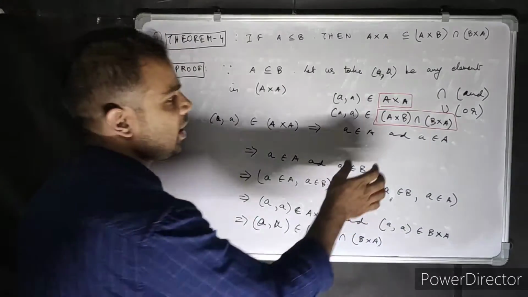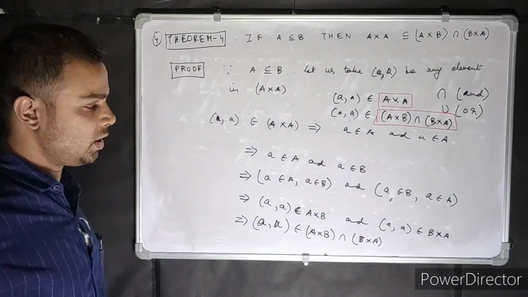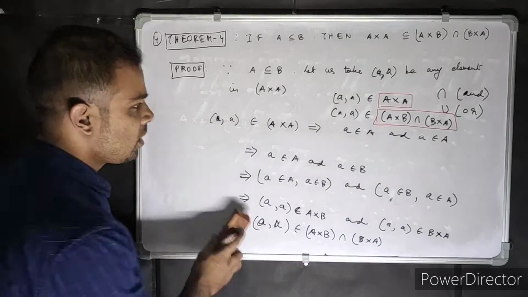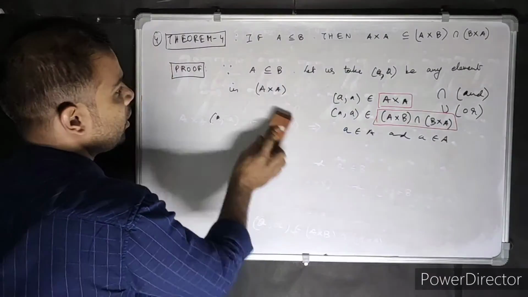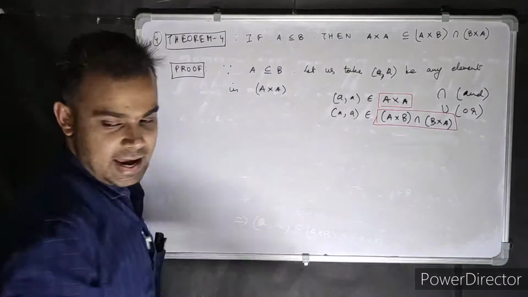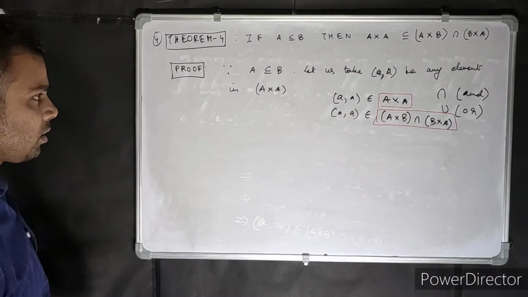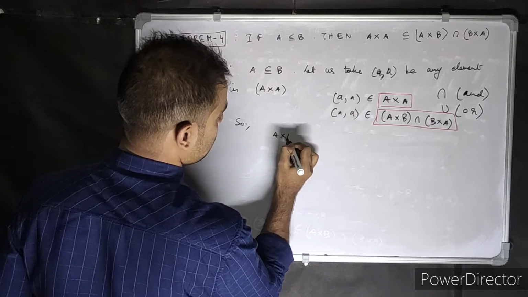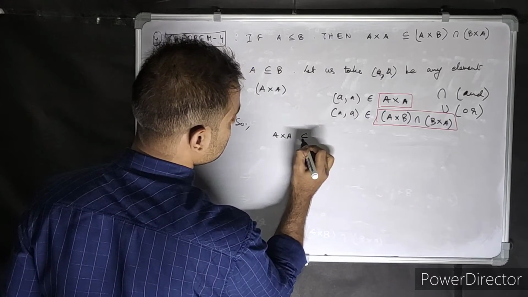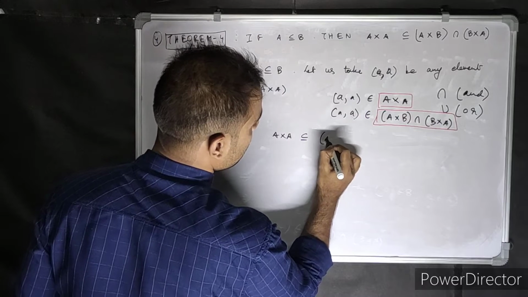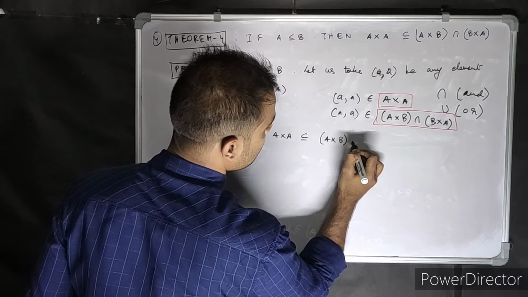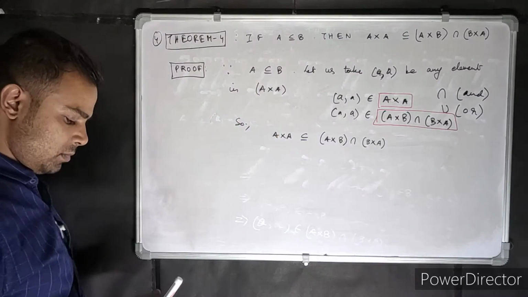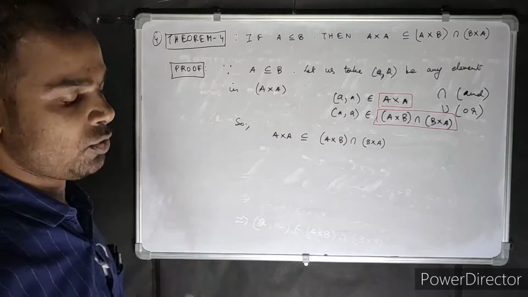Okay, that means A cross A is contained over here. So in this last part, after you have proved this, what do you write? Simple. You write this part, what I have written, and then you write, A cross A is a subset of A cross B intersection B cross A. Alright, and you have proved it.